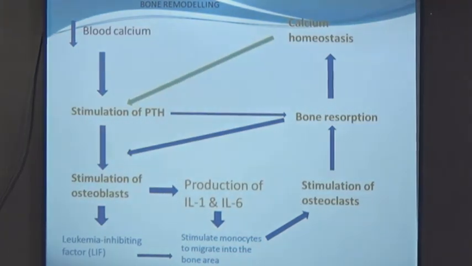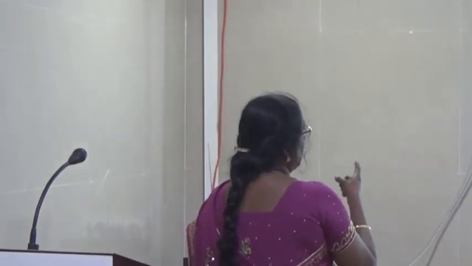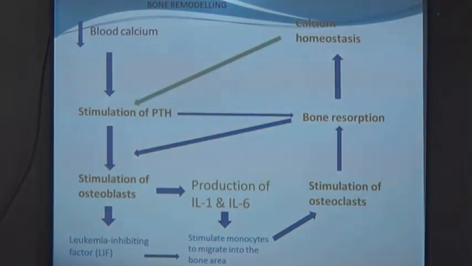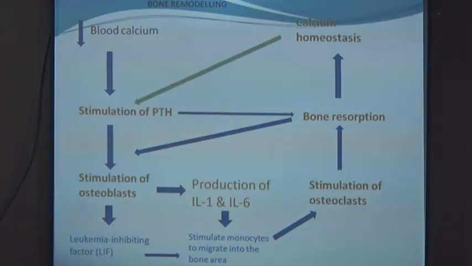Usually we say blood calcium is very, very important for the remodeling of the bone. See, when the blood calcium is reduced, what happens? Parathyroid PTH stimulation starts. When there is a decrease in blood calcium, there will be a stimulation of PTH. Once PTH is stimulated, there is a stimulation of osteoblast.